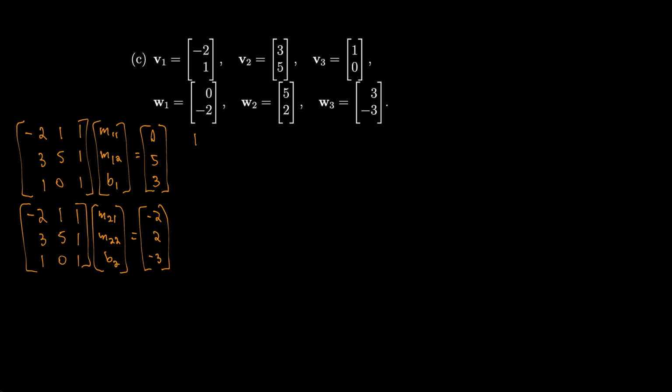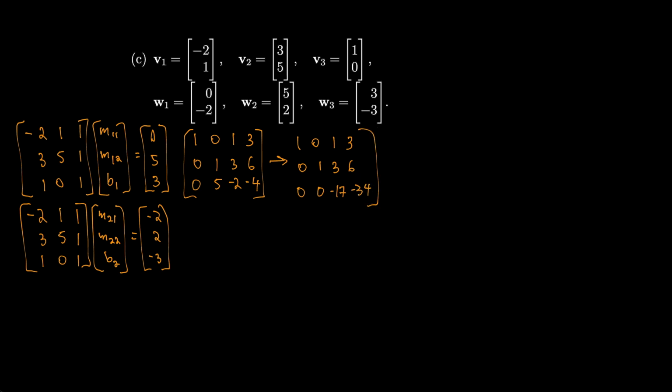Okay, solving the top one, we get 1, 0, 1, 3, 0, 1, 3, 6, 0, 5, minus 2, minus 4, reducing to 1, 0, 1, 3, 0, 1, 3, 6, 0, 0, minus 17, minus 34, which becomes 1, 0, 0, 1, 0, 1, 0, 0, 0, 0, 1, 2, giving us M11 equal to 1, M12 equal to 0, and B1 equal to 2.